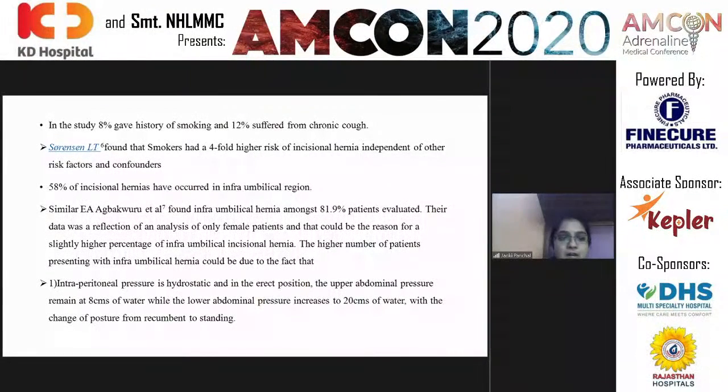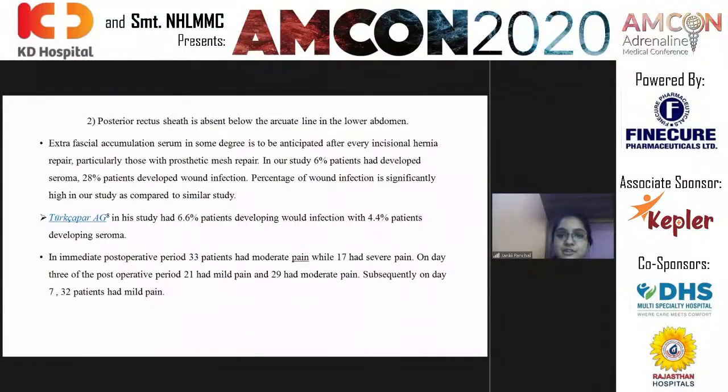8% in my study were giving history of smoking. A similar study shows that smokers had a fourfold rise in incisional hernia rate. 58% of incisional hernias occurred in the infraumbilical region. A similar study showed increased chances of incisional hernia in the infraumbilical region. This is because of higher hydrostatic pressure in the lower abdominal compartment in a standing position, and deficient posterior rectus sheath below the arcuate line.